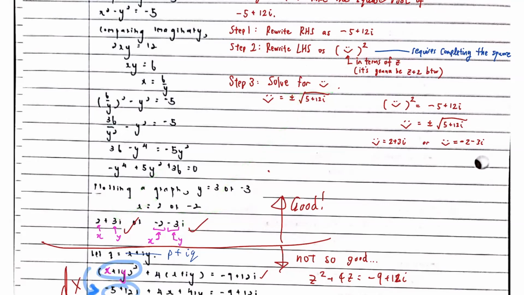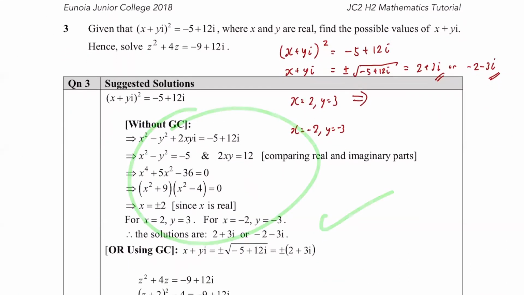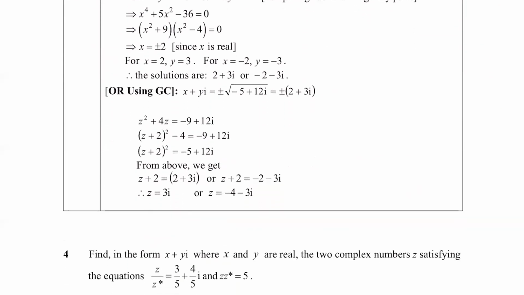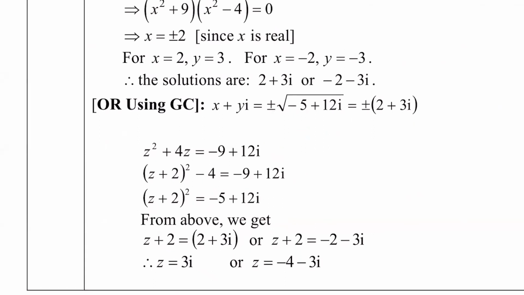Let's take a look at the solution. So blah blah blah. Yes, you got the correct x and y. But the next part here, z squared plus 4z equals -9 plus 12i, is the original question. You're supposed to rewrite it such that you have -5 plus 12i and (z plus 2) squared on the left hand side.